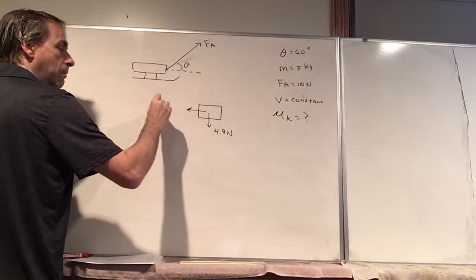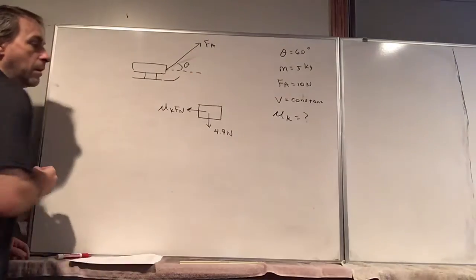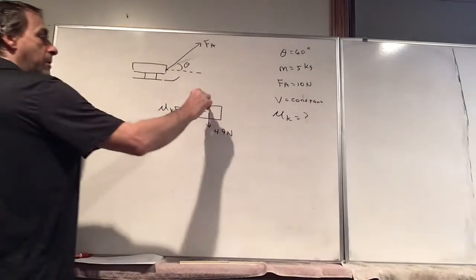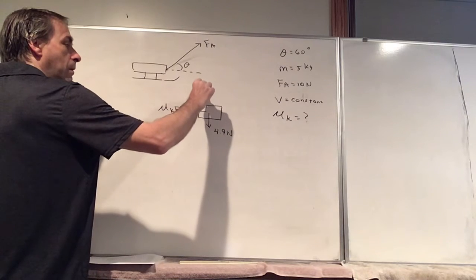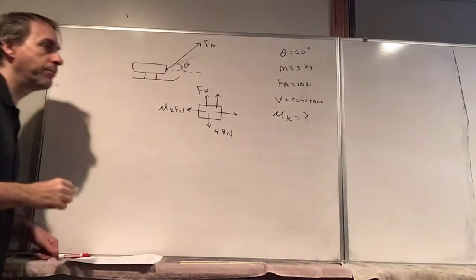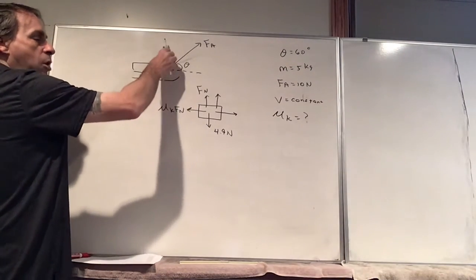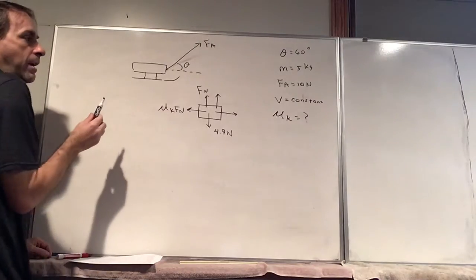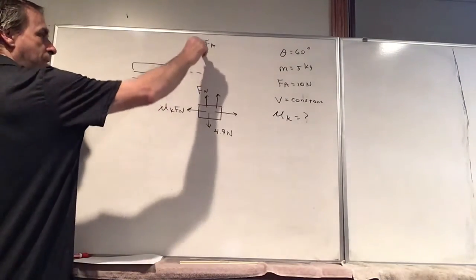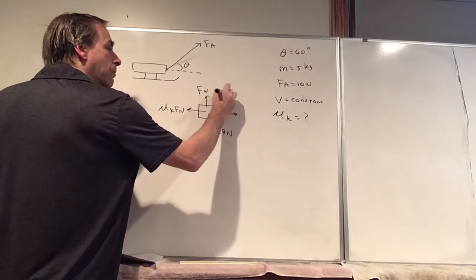Friction, I'm just going to write mu Fn. Normal force, which is upwards, we don't know what that is. And then we have this applied force, which is at an angle, so we'll break it into components. The applied force is 10 newtons. So the vertical component would be 10 newtons times the sine of that angle. Now 60 degrees is one of those special angles. This would be about 8.7 newtons.